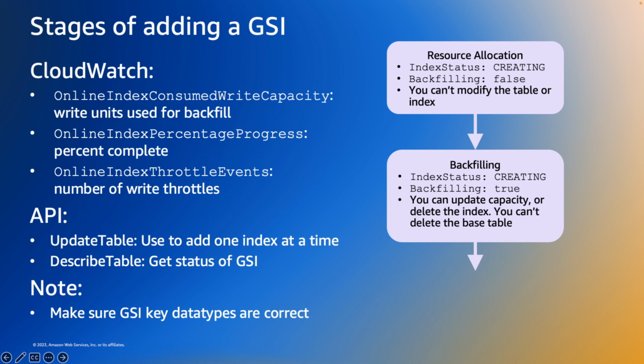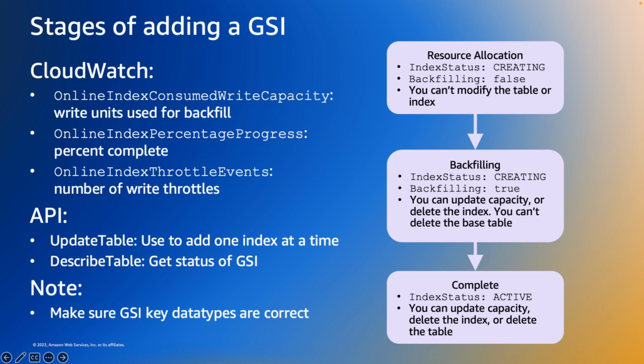And then online index throttle events, the number of write throttles. So if you're getting index write throttles, the right thing to do is probably to increase your write capacity, because you can still do that during the backfill process. But if you increase the write capacity and it's still not working, and you really want to back out, you of course can delete the index at any time.